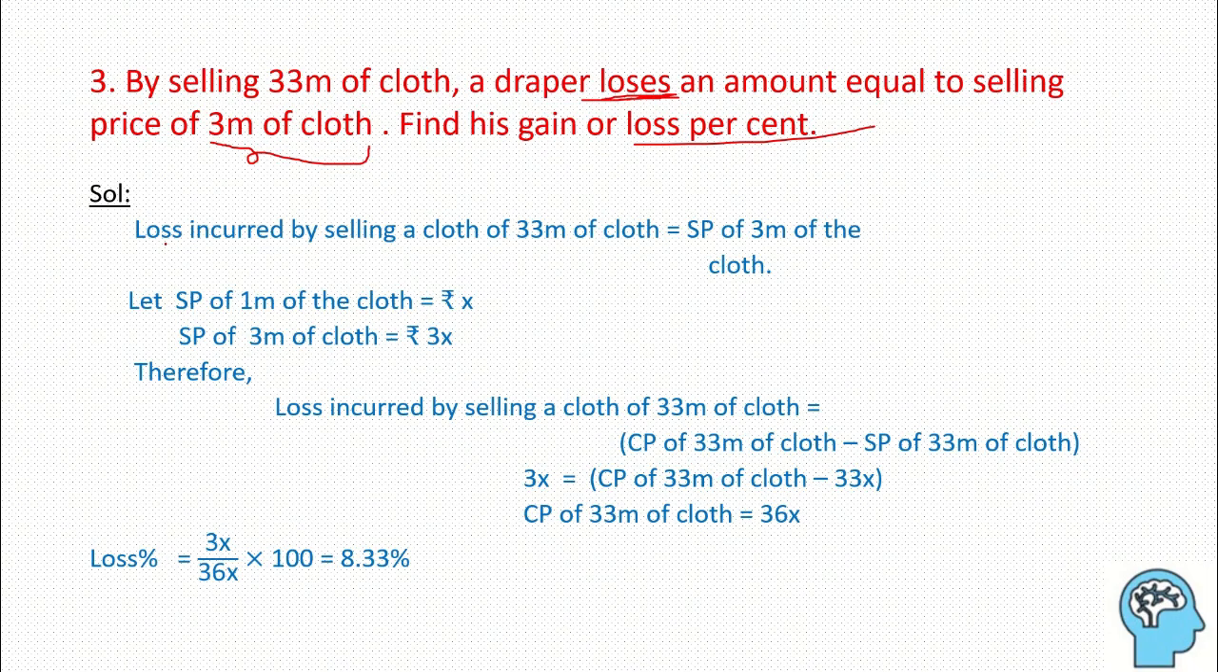So the given information from the question is: loss incurred by selling a cloth of 33 meters is the selling price of 3 meters of cloth. So let's assume the selling price of 1 meter of cloth to be x. So the selling price of 3 meters of cloth will be 3x.